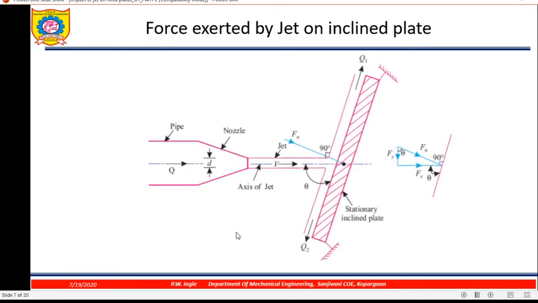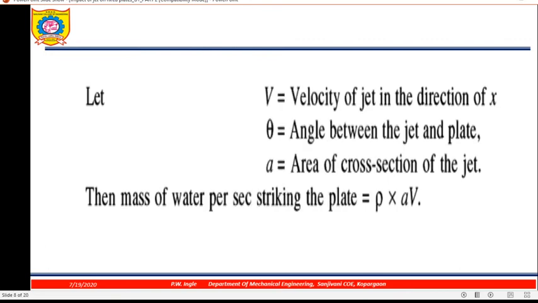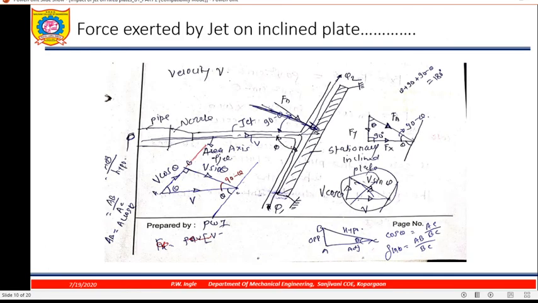Now we will consider the force exerted by the jet on an inclined plate. You see here, this is the inclined plate, correct? Then the jet issues from the nozzle. This is the normal direction. The plate is inclined at an angle theta. First of all, you see the components of velocity. This is v. This angle is theta, this angle is 90 minus theta. So v will have two components, v cos theta and v sin theta. v sin theta is in the direction of normal force.